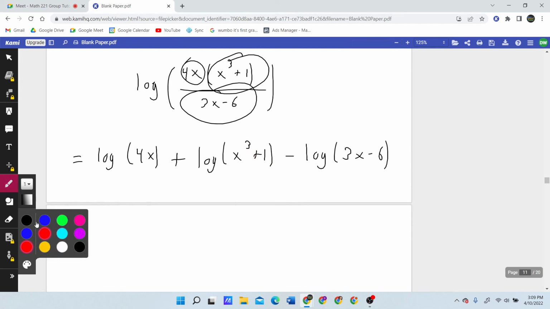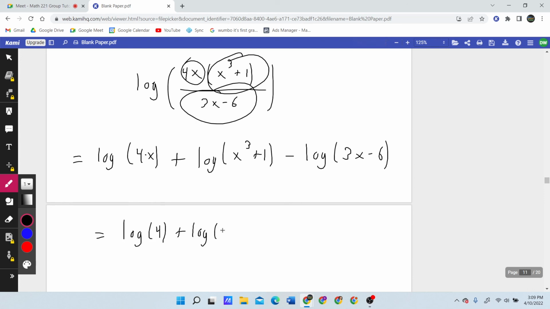So then the question becomes, is there anything I can do to simplify this? I would say there's one more thing. And it's kind of sneaky, but you can do this. See how log of 4x is really 4 times x? That means I can also, if I wanted to, rewrite this as log of 4 plus log of x plus the other stuff, plus log of x cubed plus 1 minus log of 3x minus 6. Again, that's more of an optional thing.